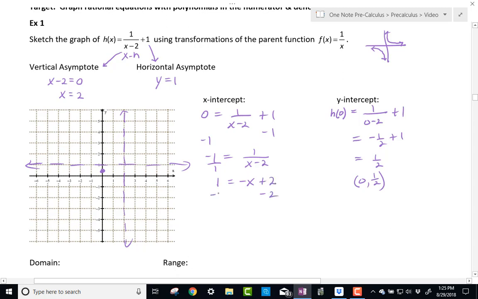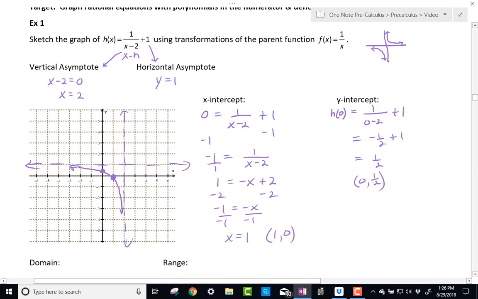Subtract 2 on both sides. I get negative 1 equals negative x. Divide both sides by negative 1. And I get x equals positive 1. That means I have an x-intercept at 1, 0. So look at that. So I can kind of start to visualize the curve in this lower section right here.